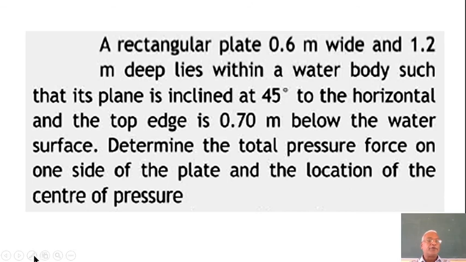I'll read it for you. It is a rectangular plate 0.6 meters wide and 1.2 meters deep lies within a water body such that the plane is inclined at an angle 45 degrees to the horizontal, and the top edge is 0.7 meters below the water surface. Determine the total pressure force on one side of the plate and the location of the center of pressure.